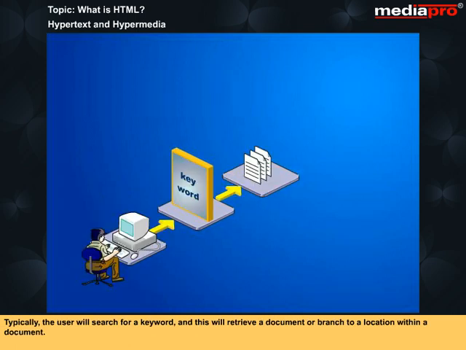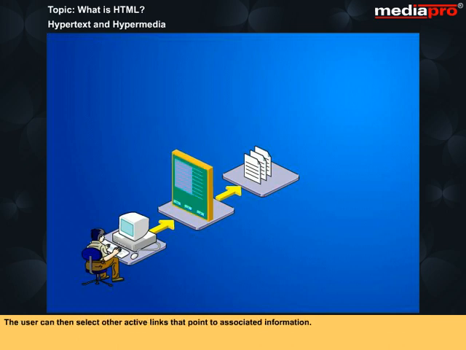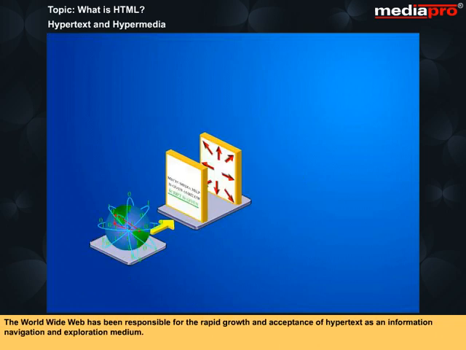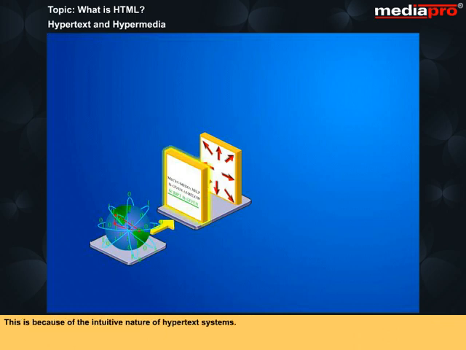Typically, the user will search for a keyword and this will retrieve a document or branch to a location within a document. The user can then select other active links that point to associated information. The user can navigate the online help system in a non-linear sequence by clicking on topic pointers at will. The World Wide Web has been responsible for the rapid growth and acceptance of hypertext as an information navigation and exploration medium. This is because of the intuitive nature of hypertext systems.